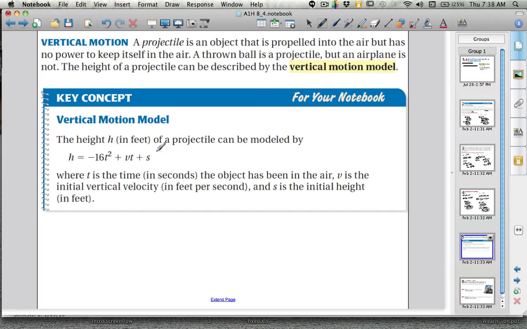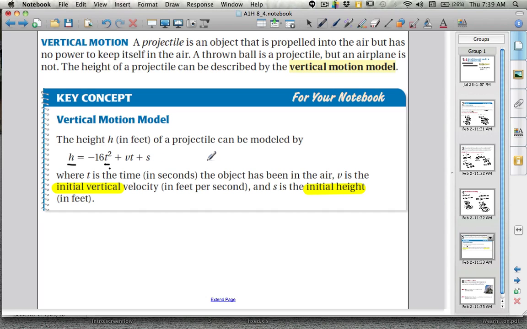So when we look, this is a vertical motion model, and what it tells me is the height, h, can be modeled versus time by using this negative 16t squared. That, by the way, is the effect of gravity, plus v times t. v is initial velocity, so the things I need to know is I need to know the initial velocity, and s is the initial height. So at the start of my situation, whatever's being described, I need to know how high is it and how fast is it moving when we start. And then I can find the height based on time and using this equation.